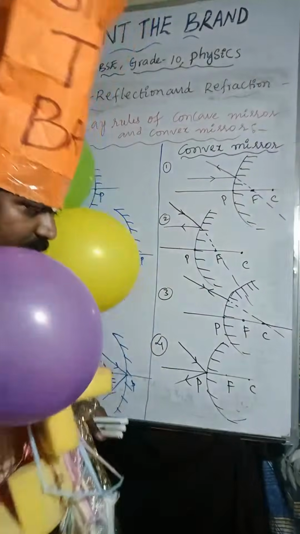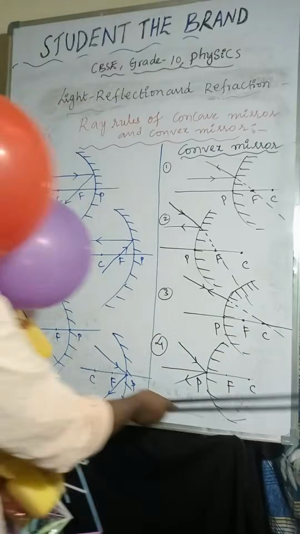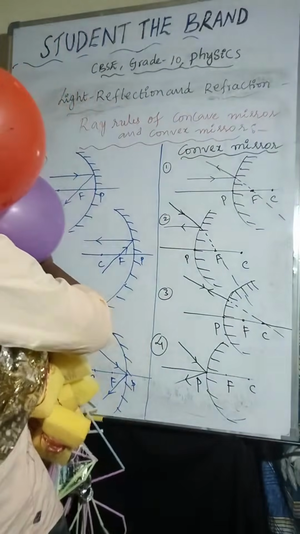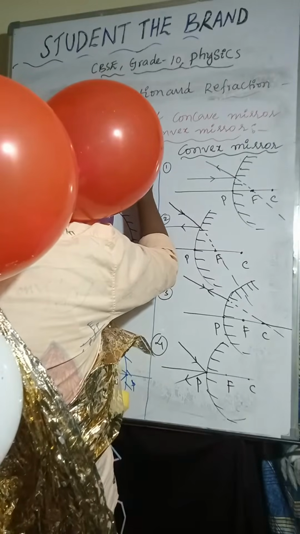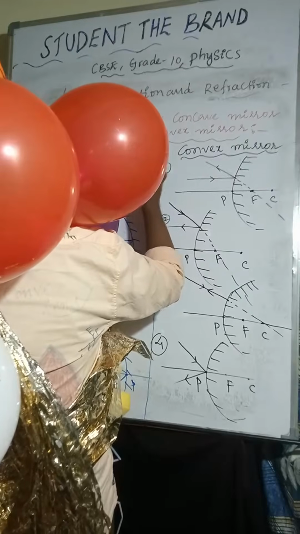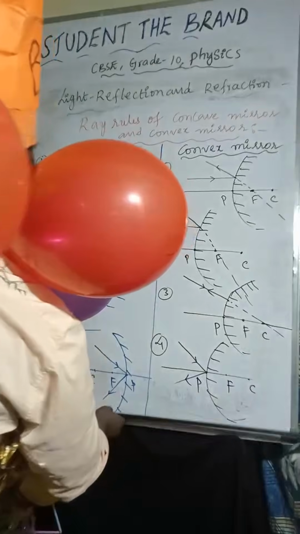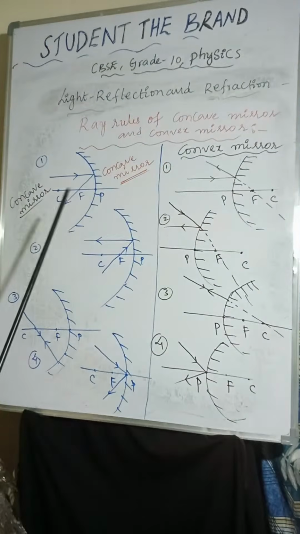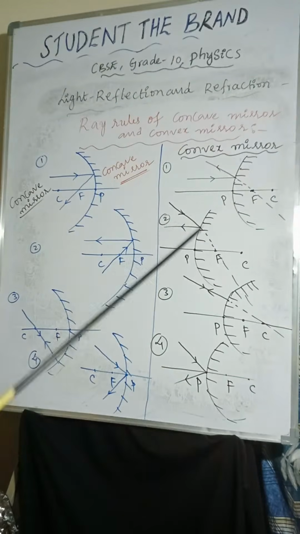So here you can observe in this case, this is the concave mirror and convex mirror. This is a concave mirror and this one is a convex mirror.